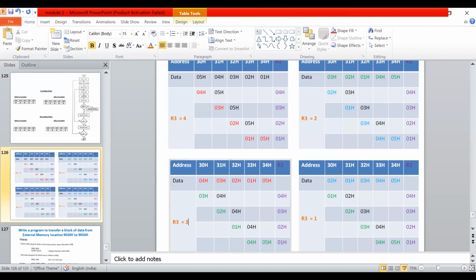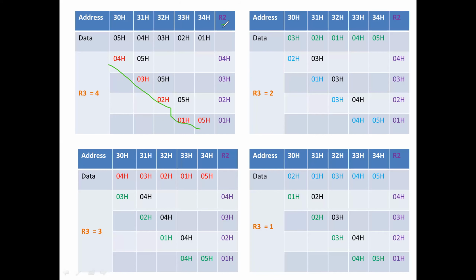Okay. So this is the final for one iteration of R2. This is one loop. R is getting 0. So this is the final data I got. So now I'm going to compare 4 with 3.